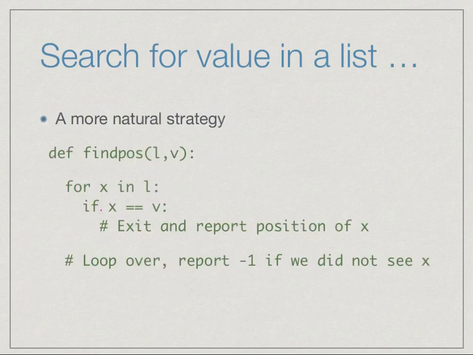So we could think of doing this using a for loop. We go through every value in L using a variable x. So x is a name which goes through the first element, second element. These are not positions now. These are the actual values. So we check whether the value x that we currently pick up from the list is indeed the value v we are looking for. If so, we exit and we report the position of this x. If we come to the end of the loop and we have not seen x so far, like before, we want to report -1.